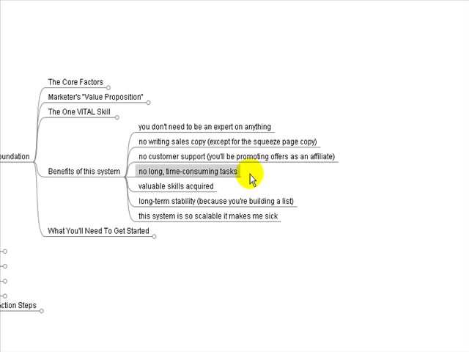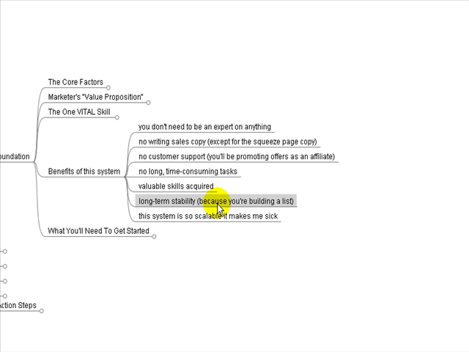So there are no long time-consuming tasks. However, valuable skills will be acquired. You will learn how to create information products. You will learn how to provide solutions to people. You will learn how to set up the bare essentials of a successful internet marketing business. You're going to learn the components that offer stability in your business, the things that will help you grow, the things that will keep putting money in your pocket week after week, month after month, year after year. And because of that, a major benefit of this system is that there's a long-term stability factor.